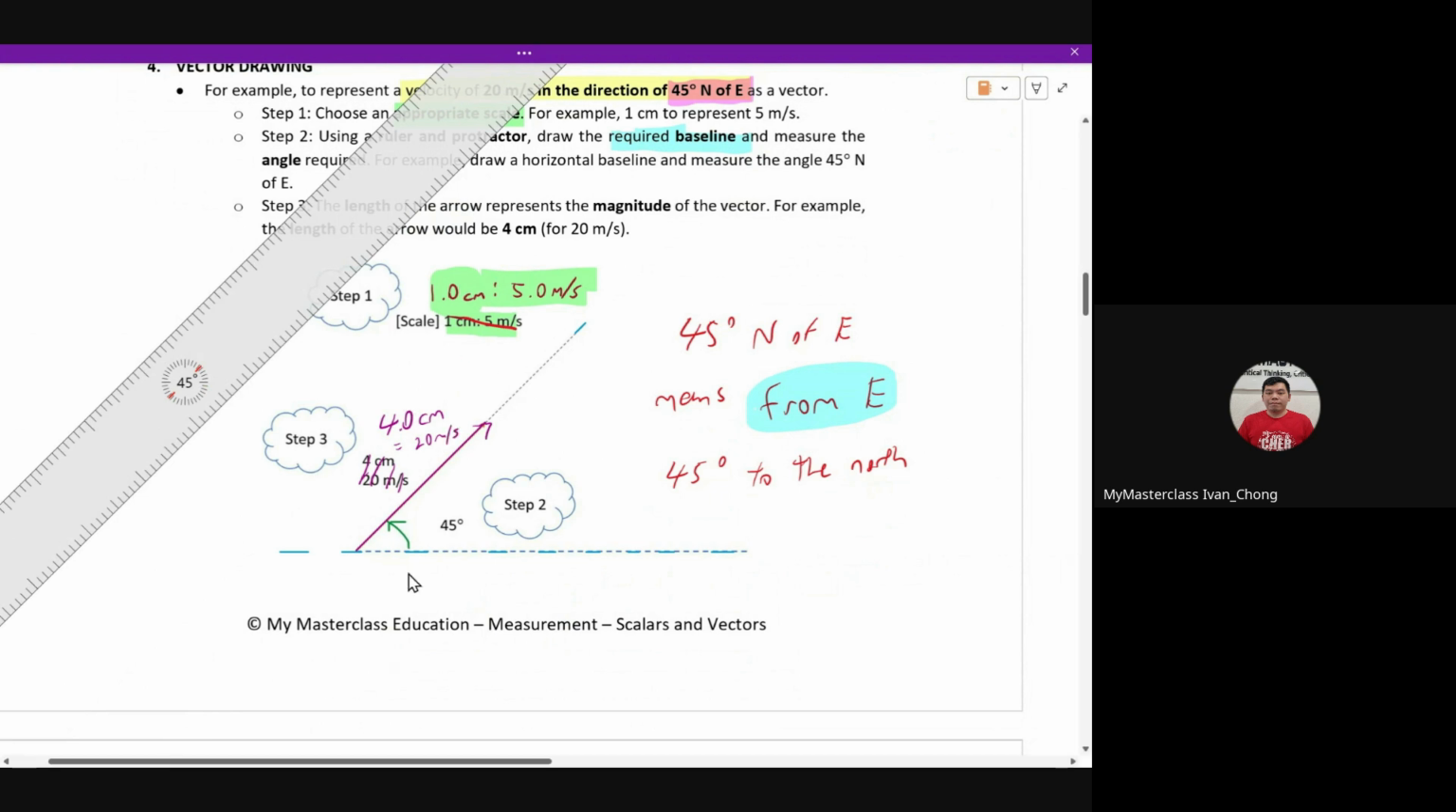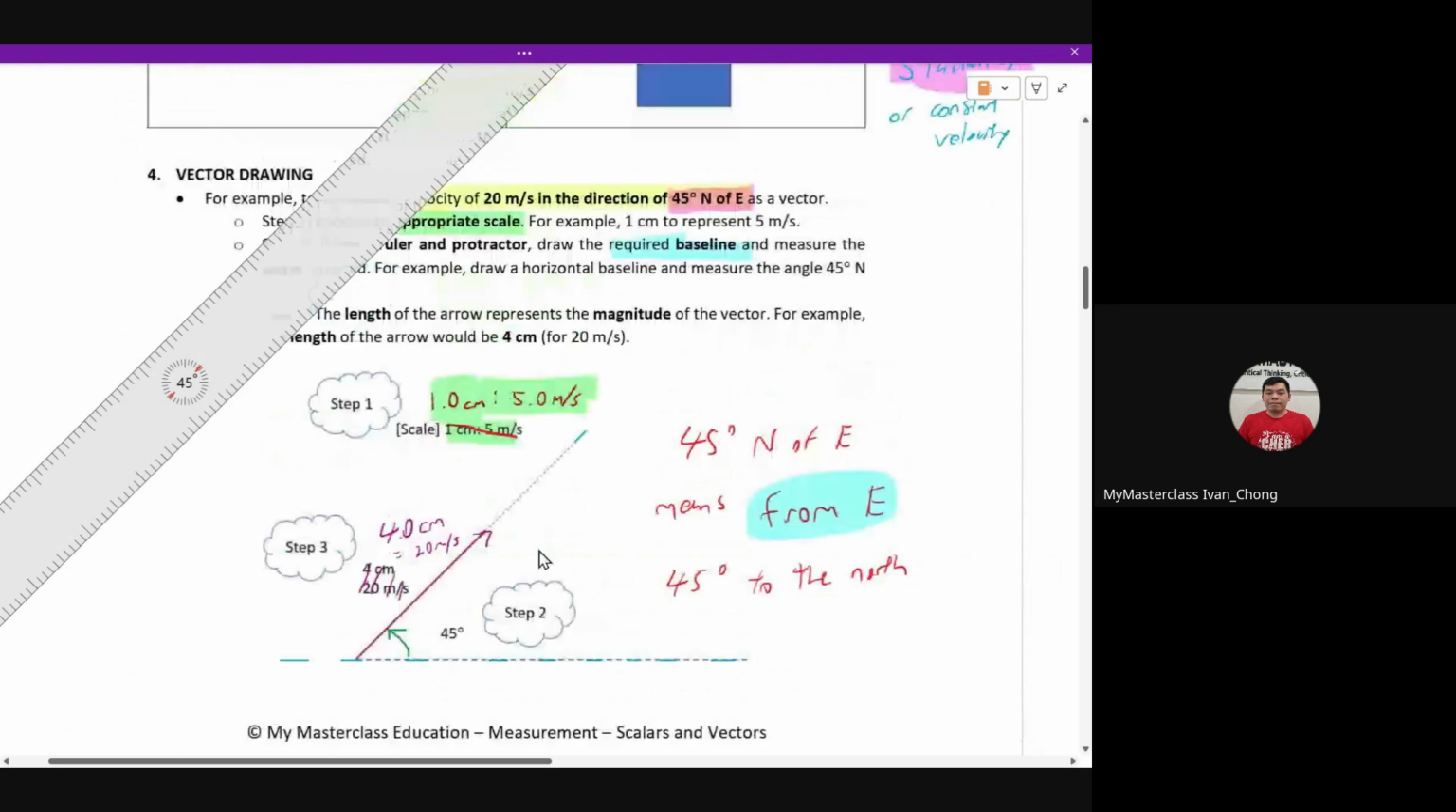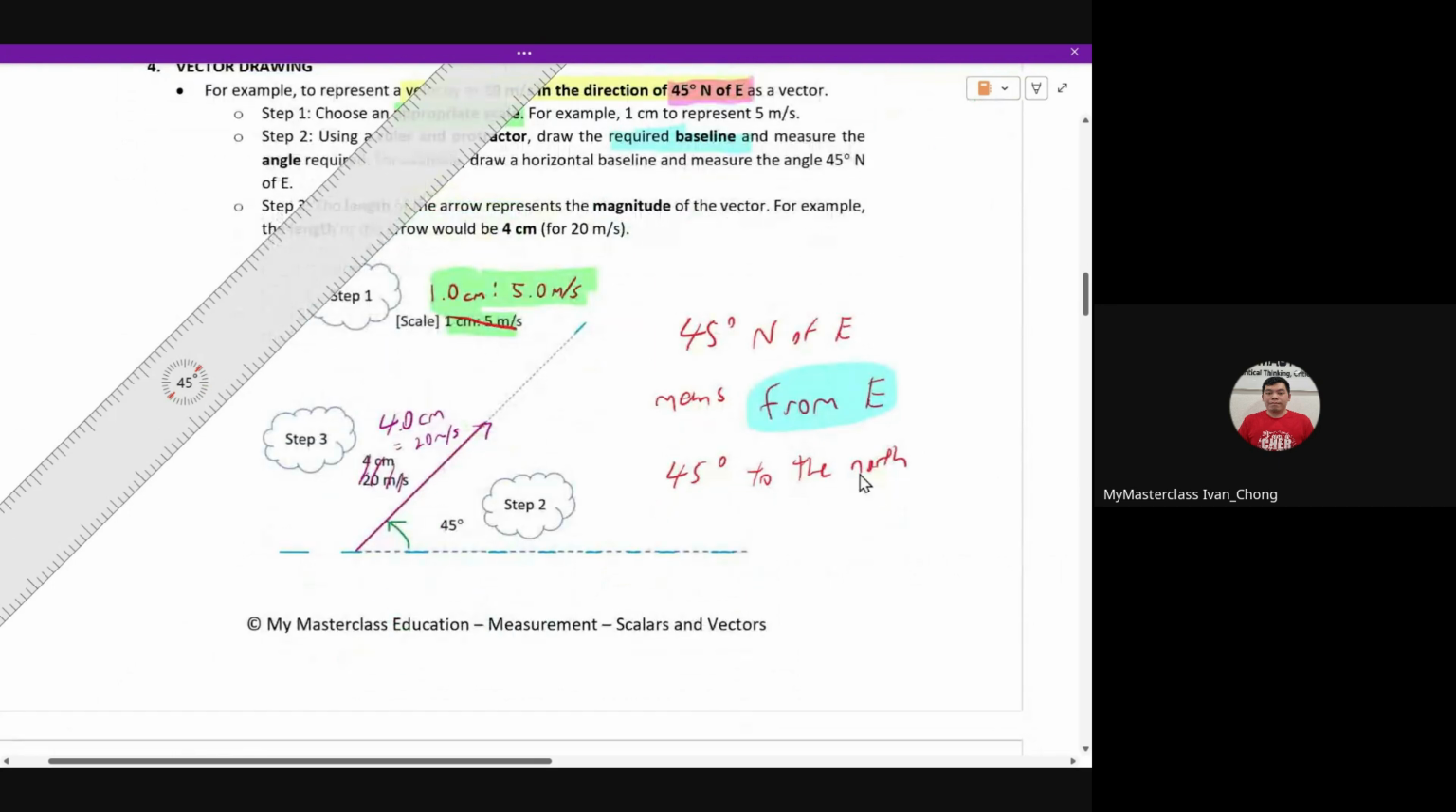So this is how you draw your vector. Only the purple line with the arrow, the purple arrow, that is your vector itself. So that is your one vector. You want to write it like this.